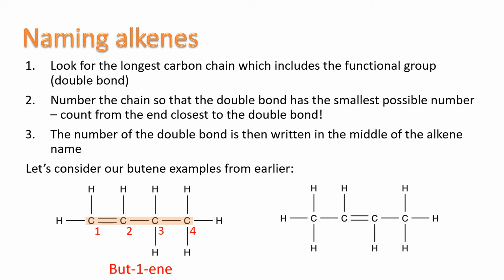Now let's look at our other molecule of butene. Again, we've got 4 carbons in a row, that's our longest carbon chain. And if we number our carbons, in this case you could have numbered from either end, it doesn't matter, because the carbon to carbon double bond is just as close to either end. But we can see that the double bond starts on carbon number 2. And so instead of just calling this butene, we would call it but-2-ene. So if you pause here and copy this down.